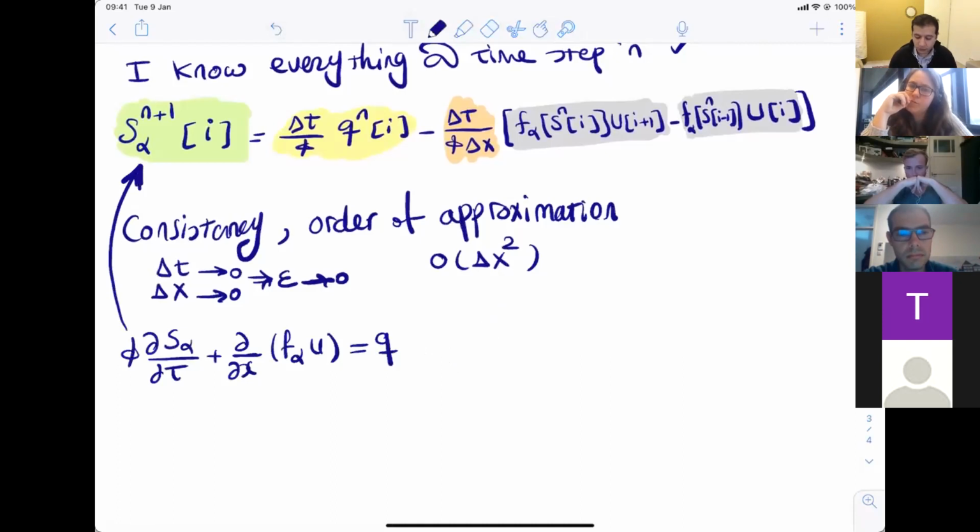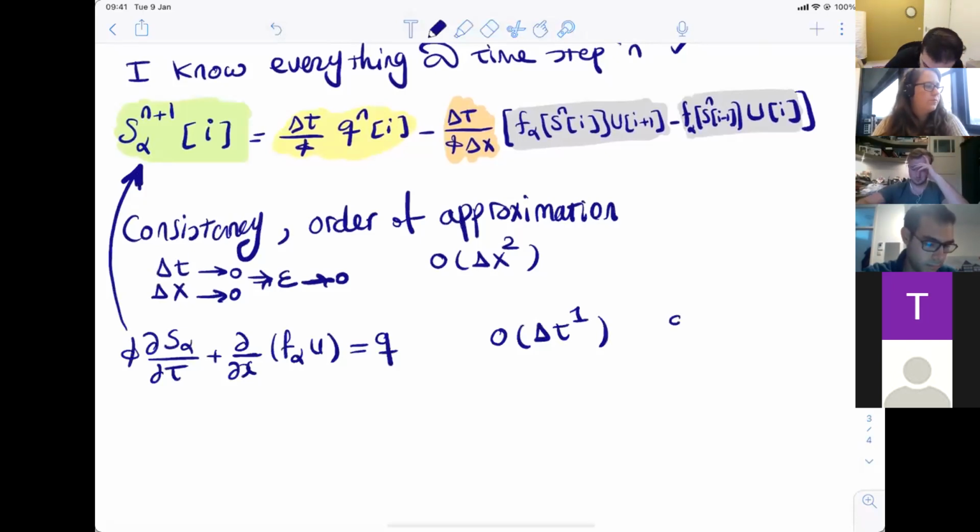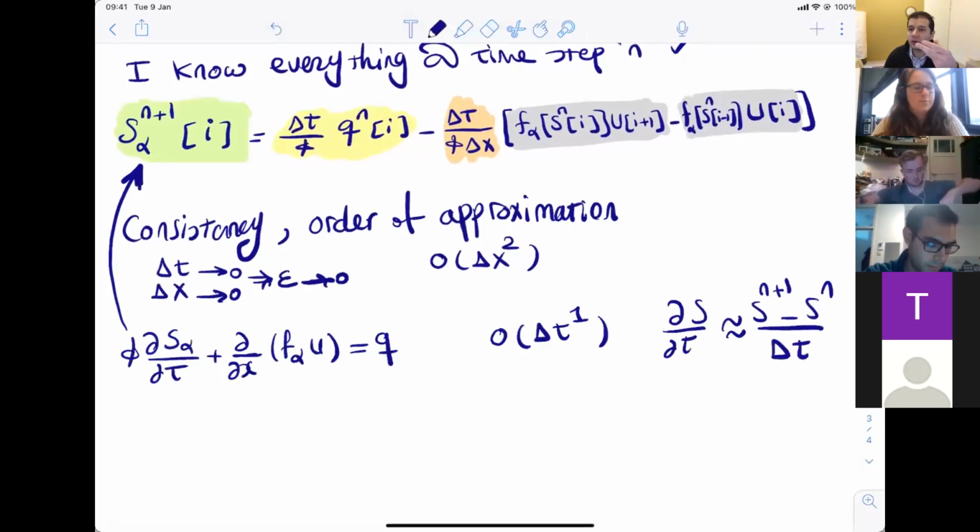If we do the same Taylor expansion for homogeneous media, we will find that the order of approximation of this equation is delta t to the power 1, which means it is first order accurate in time. Why? Because we approximated dS/dt as S^(n+1) minus S^n over delta t. We just use the first order approximation of the Taylor series, and this is extremely simple and convenient.